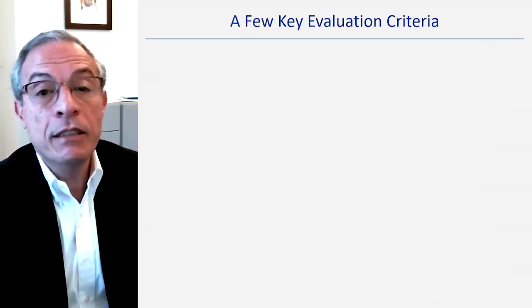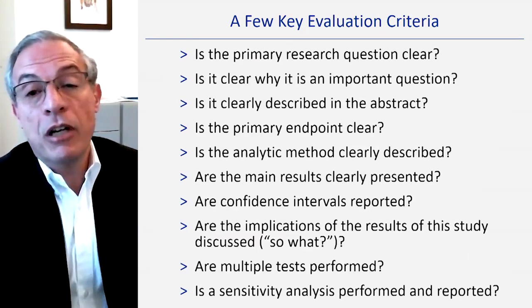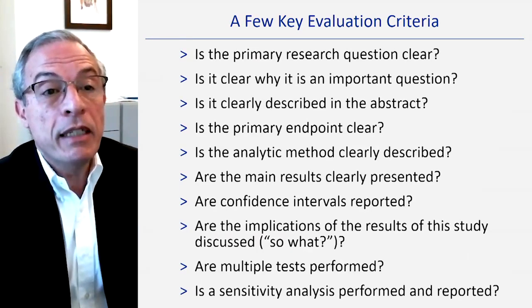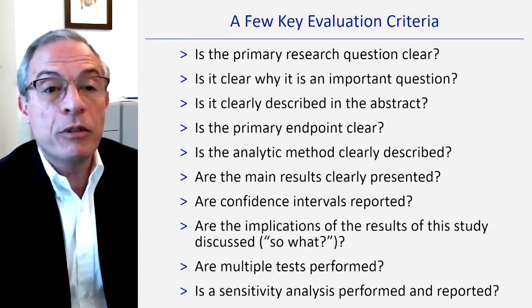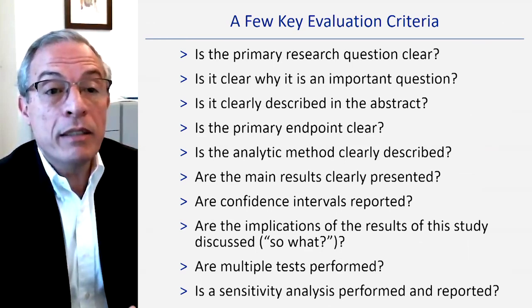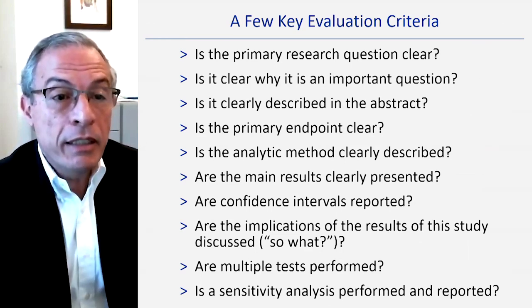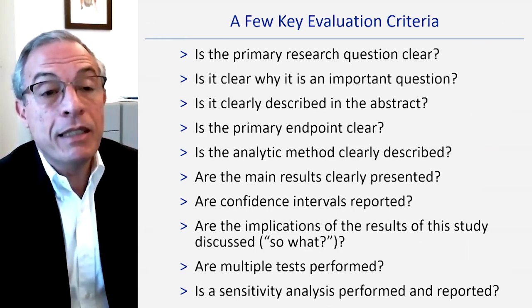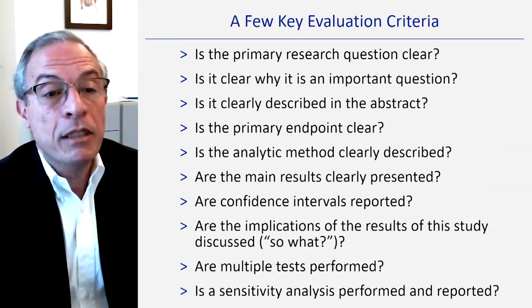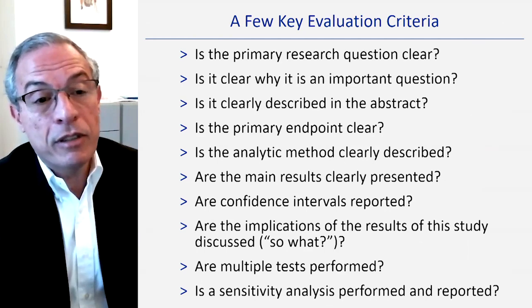So in summary, I'm going to list what I've talked about. These are a few key evaluation criteria. Ask yourself, in my manuscript, is the primary research question clear? Is it clear why it is an important question? Is it clearly described in the abstract? Is the primary endpoint clear? Is the analytic method clearly described? Are the main results clearly presented? Are confidence intervals reported? Are the implications of the results of the study discussed?